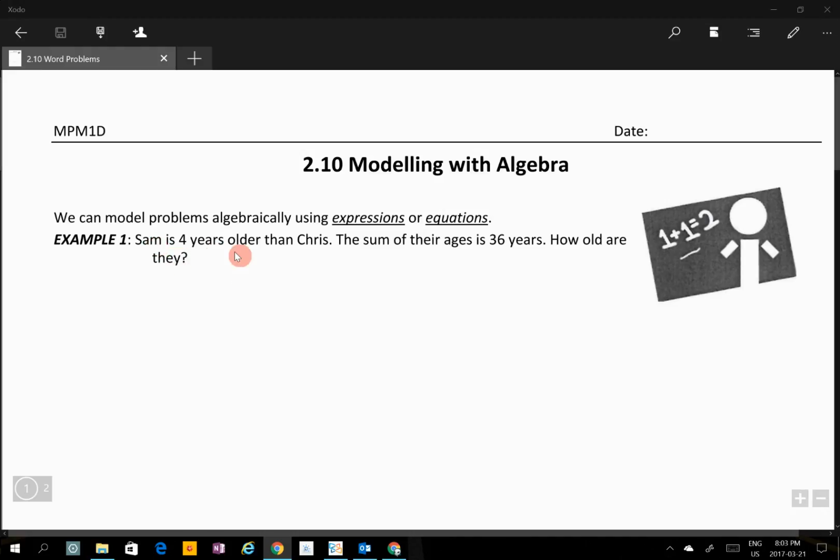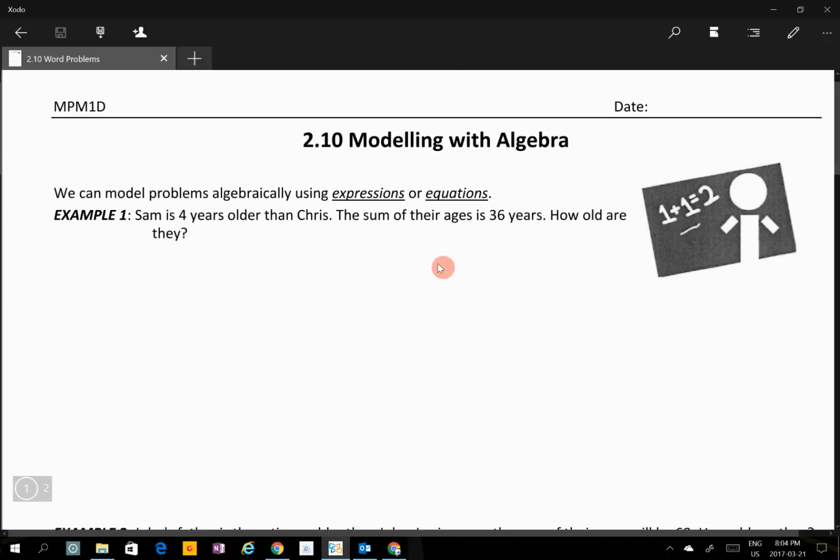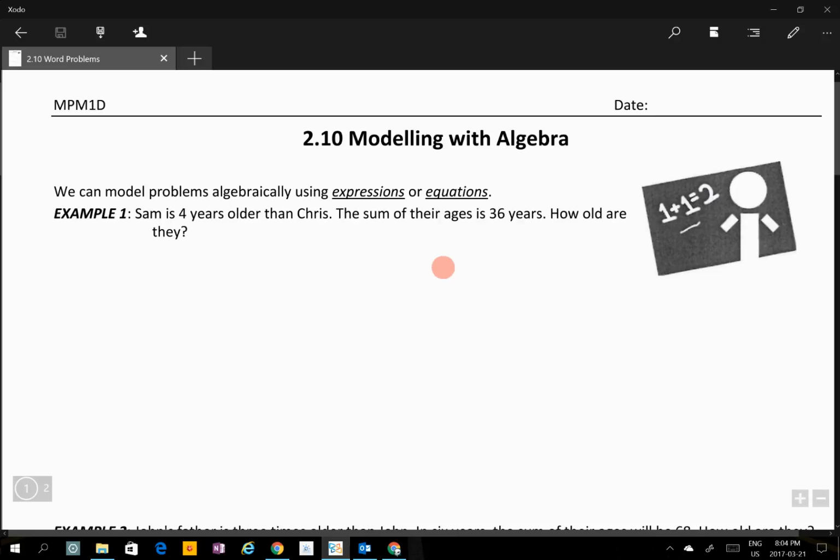So Sam is 4 years older than Chris. The sum of their ages is 36 years. How old are they? To turn this word problem into an algebraic problem and to solve it, I'm going to give you a little outline of how you would do this step by step.